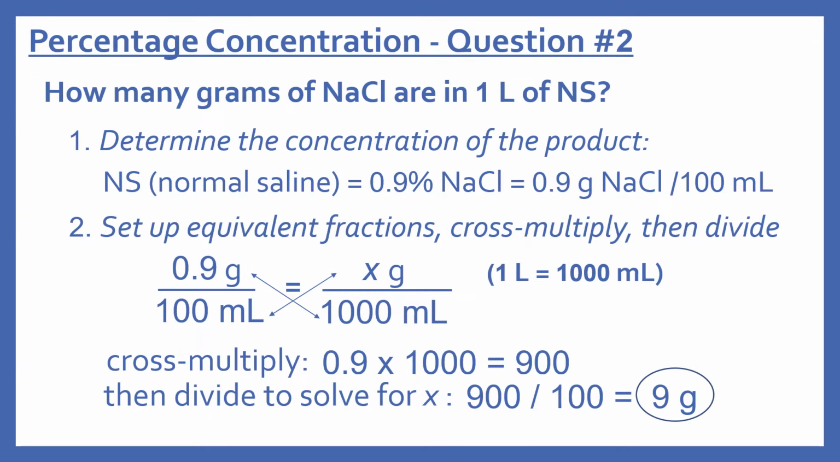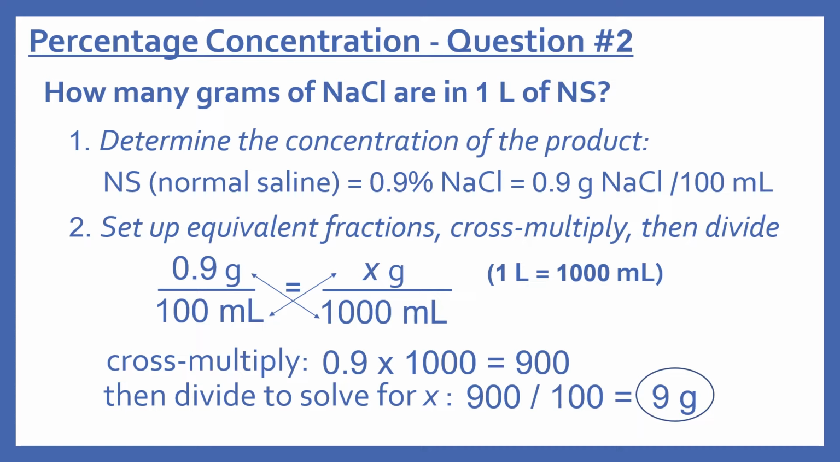Now we'll look at percentage concentration question number 2. How many grams of NaCl are in 1 liter of NS? So this again is an abbreviation for a product. NS is normal saline, so first we have to determine the concentration. So NS is normal saline, and that's equal to 0.9% NaCl. And that means 0.9 grams of NaCl per 100 milliliters.